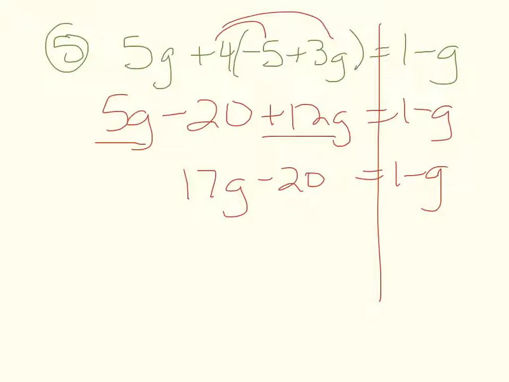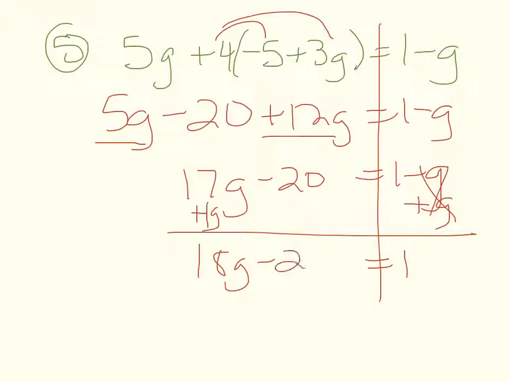Okay, now I'm going to take my smaller one. So this is 17 and this is a negative 1. So I'm going to take and move this one. So I'm going to add g. Add g. Okay, those cancel. I'm left with a 1. 17g plus 1g is 18g minus 20. All right, add 20. So we get 18g equals 21.